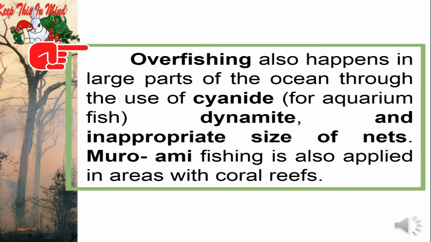Overfishing also happens in large parts of the ocean through the use of cyanide for aquarium fish, dynamite, and inappropriate size of nets. Muroami fishing is also applied in areas with coral reefs.